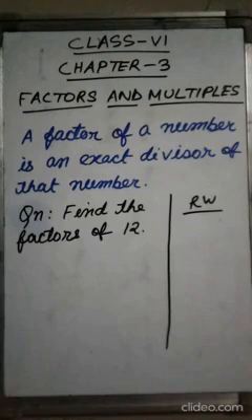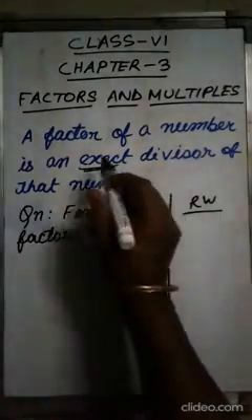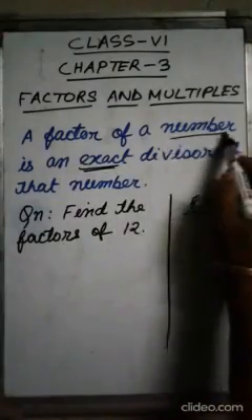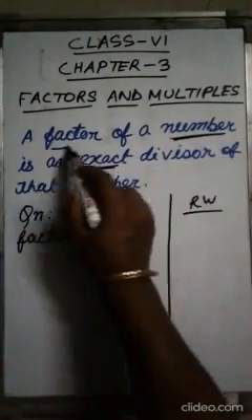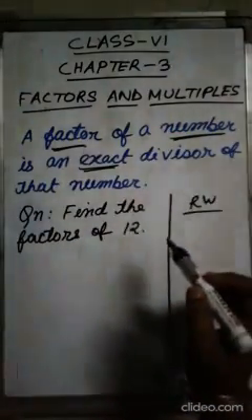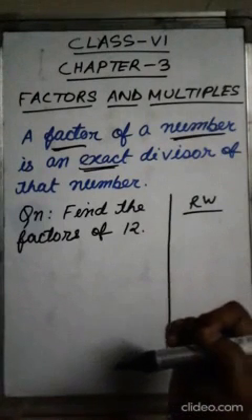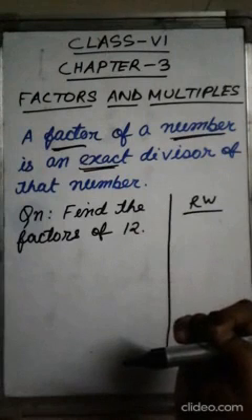The first question that comes to mind: what is a factor? A factor of a number is an exact divisor of that number. It means if we divide the number by any factor, there will be no remainder. That means it is an exact divisor.